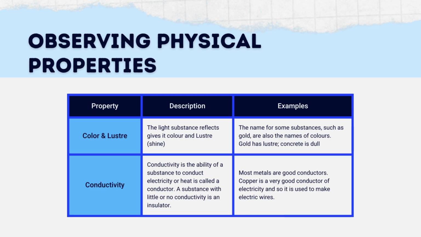On the other hand, luster pertains to the level of shininess or dullness of a surface. In our gold example, it would have a higher level of luster or shine versus a substance like concrete, which is considered dull. Conductivity refers to the ability of a substance to conduct electricity or heat. A substance that conducts high levels of heat or electricity is called a conductor, with the opposite being an insulator. In our example, we learned that most metals are good conductors. Because copper is a very good conductor of electricity, it is often used to make electric wires.